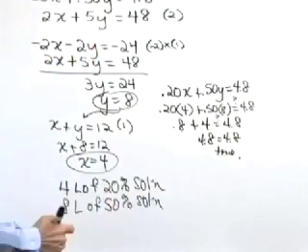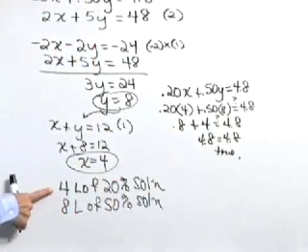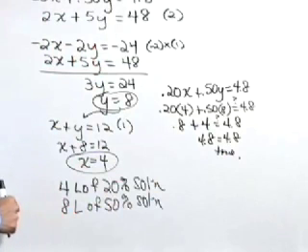So we've checked our solutions. We feel very comfortable then with our answer that there are 4 liters of the 20% solution and 8 liters of the 50% solution.